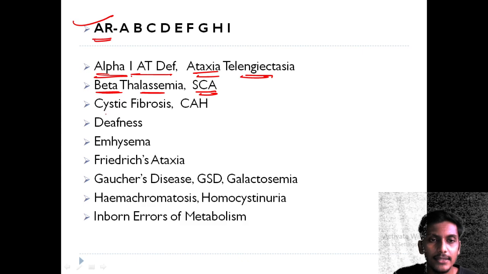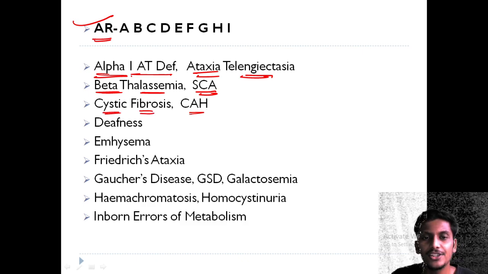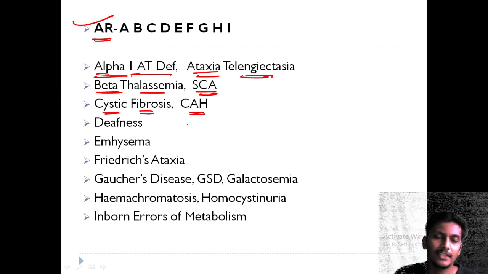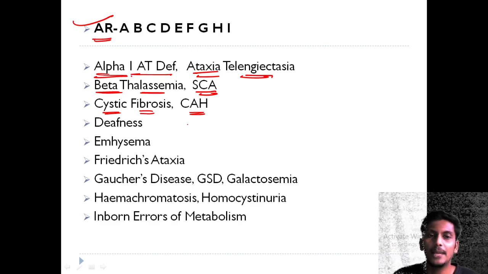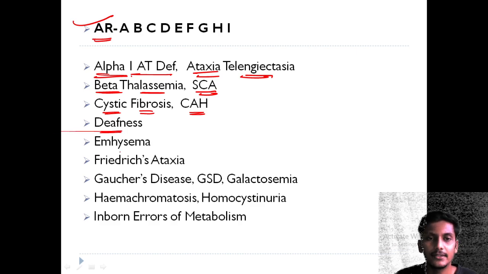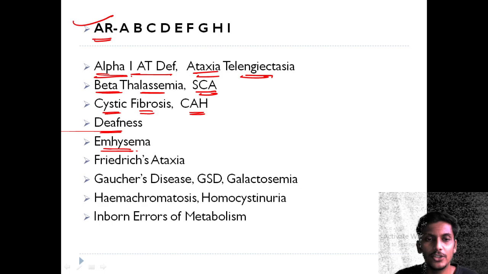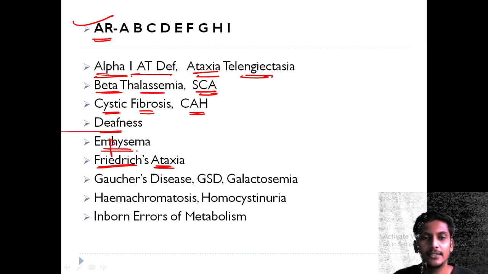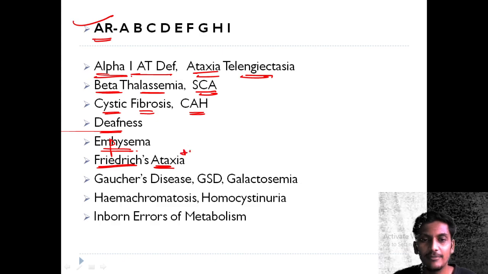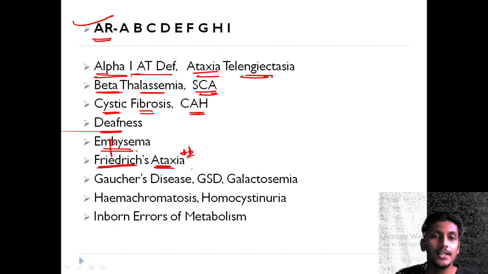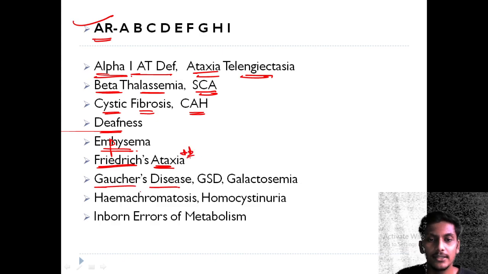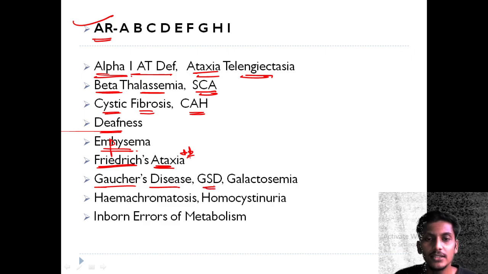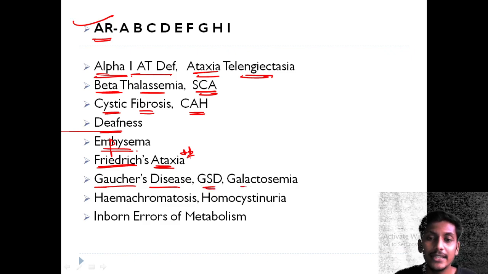Then next one, C say cystic fibrosis or congenital adrenal hyperplasia. D say deafness. E say emphysema usually. F, Friedreich's ataxia, and this question has been asked previously on Friedreich's ataxia. G, Gaucher's disease, glycogen storage disease and galactosemia.